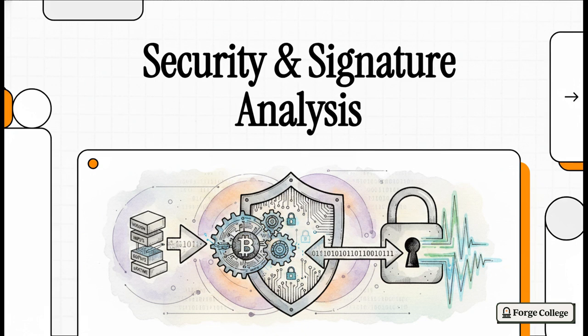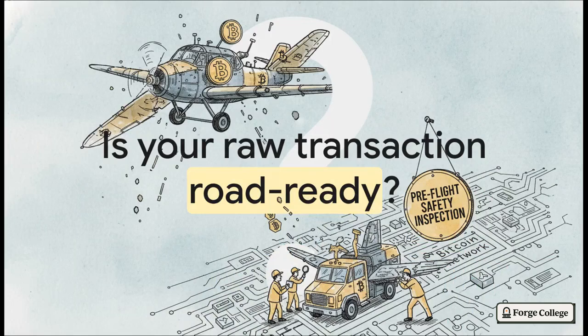But before we just launch that data out into the wild, we really need to talk about security. Okay, let's really think about this. You've built your inputs and outputs, you've got all those hex codes perfectly lined up, but is your transaction actually road ready, or are the wings literally going to fall off the second it hits the Bitcoin network? Before we broadcast anything, we have to do a critical pre-flight safety inspection, because if we skip this, just one single tiny mismatched byte can cause the network nodes to flat out reject all your hard work. And let's be honest, nobody wants the network laughing at them.